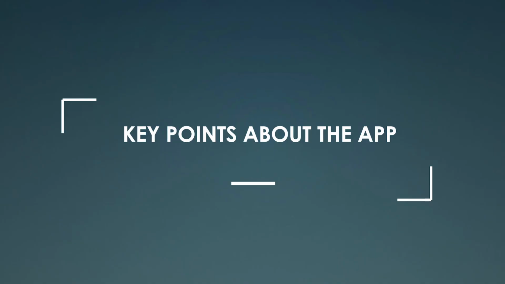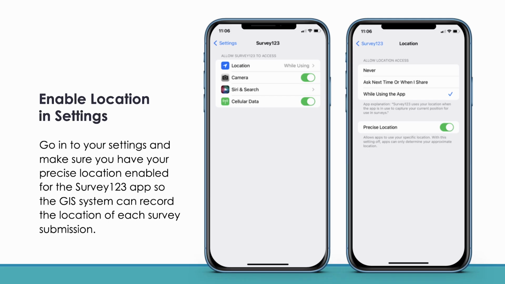To close us out, I'd like to point out important aspects of the Survey 123 app for you to be aware of. It is crucial that you double-check your precise location is enabled within the app so your survey response can be recorded in GIS. Remember, you'll be prompted to give the app access to your location once you download and open it for the first time. To confirm the app has access to your location, go into your settings and locate the Survey 123 app. Click on the location icon and ensure the While Using the App option is selected and the Precise Location option is toggled on as seen on the screen.